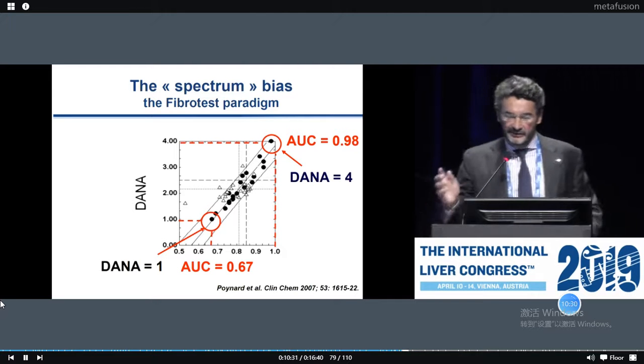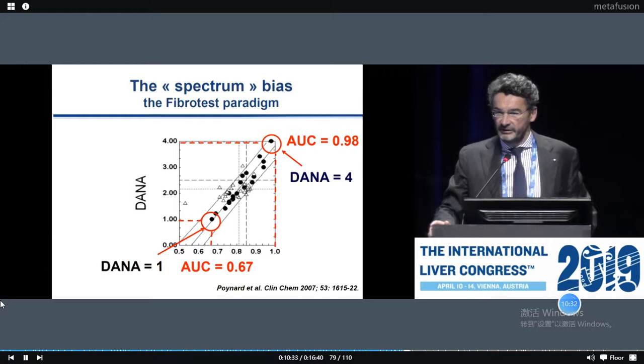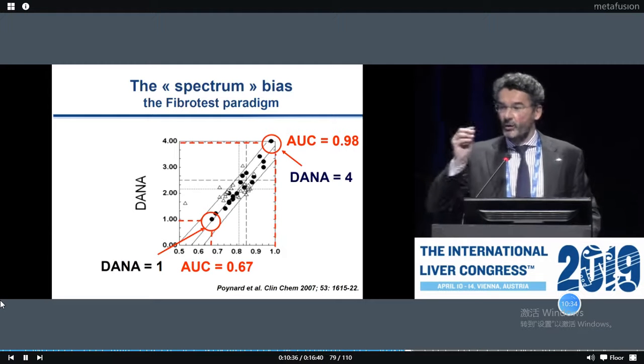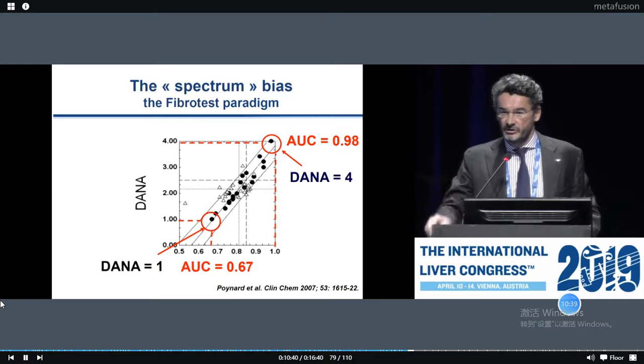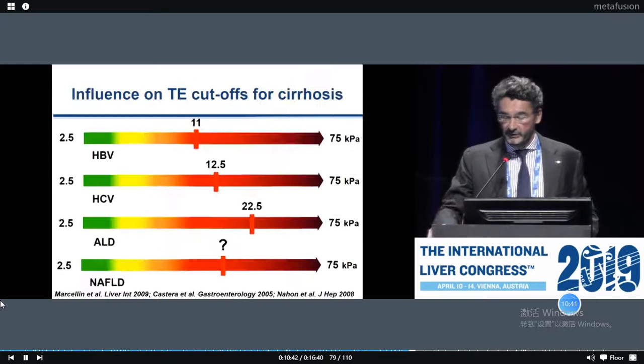So I'm still using the same tests in different populations, just to warn you that you always have to look at the spectrum bias, because there is a lot of noise in the literature on non-invasive tests, not taking into account the spectrum bias.